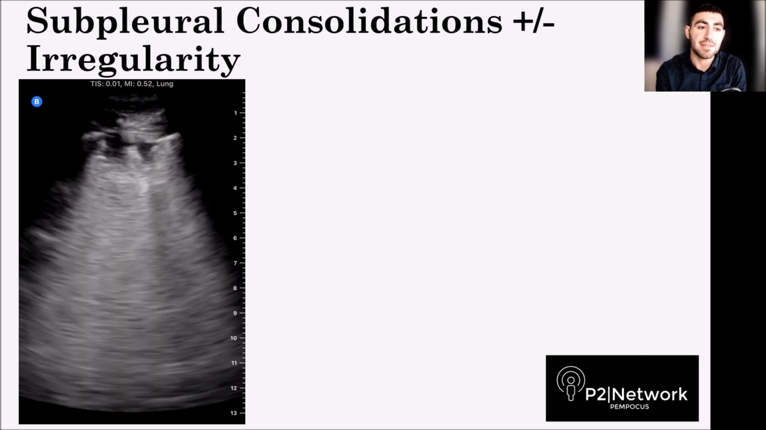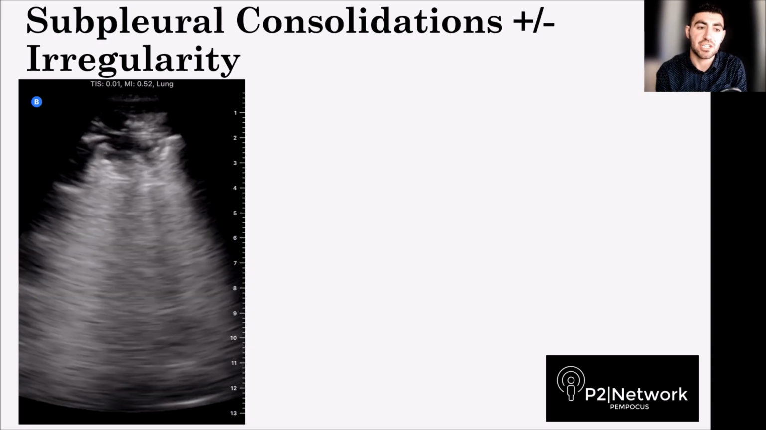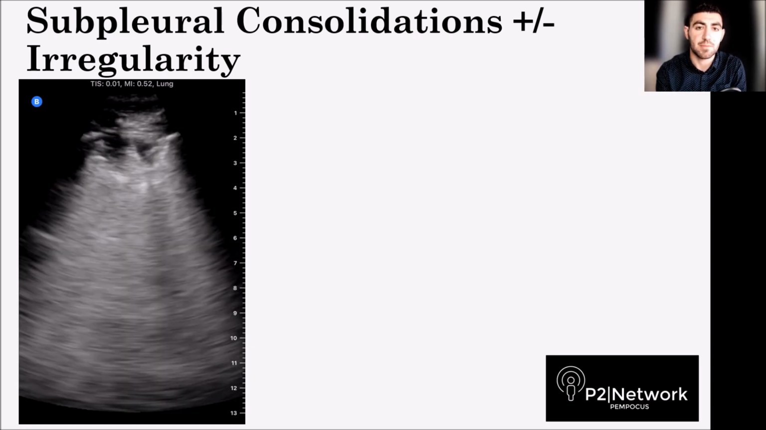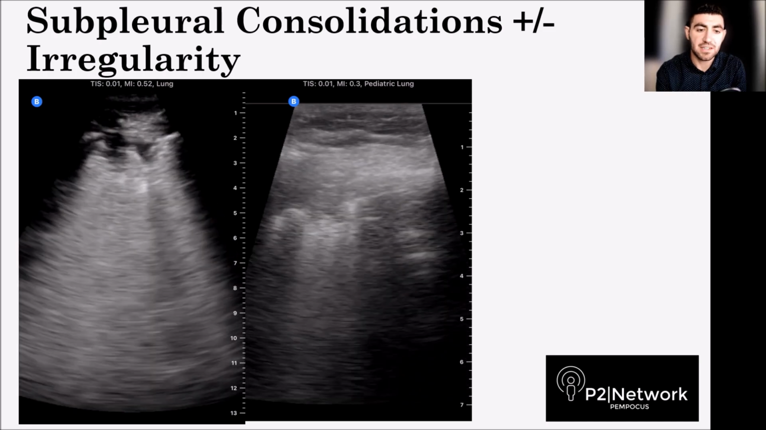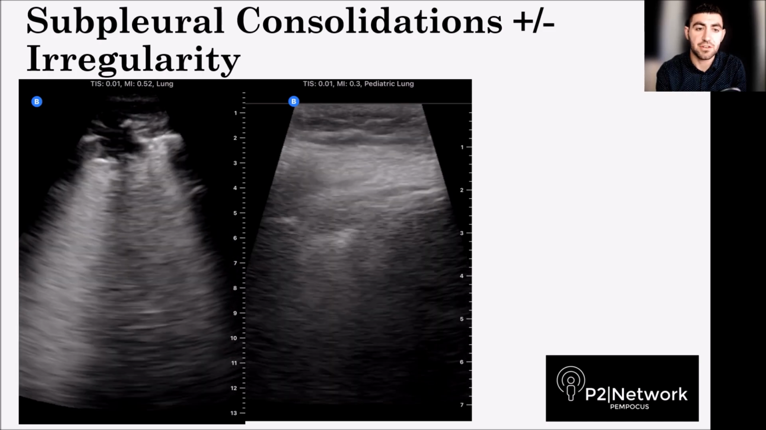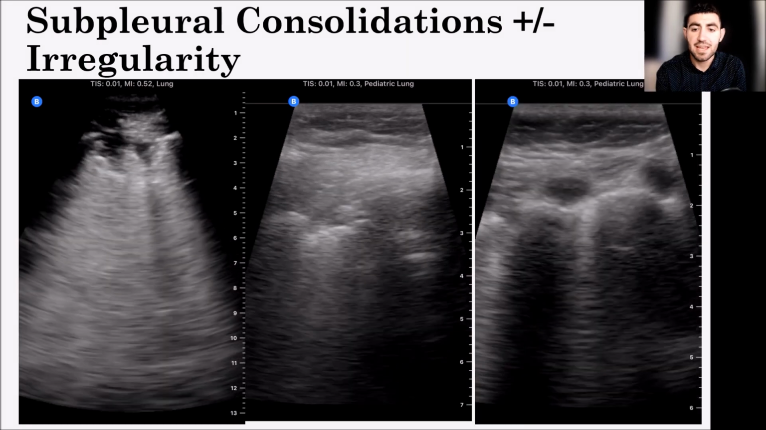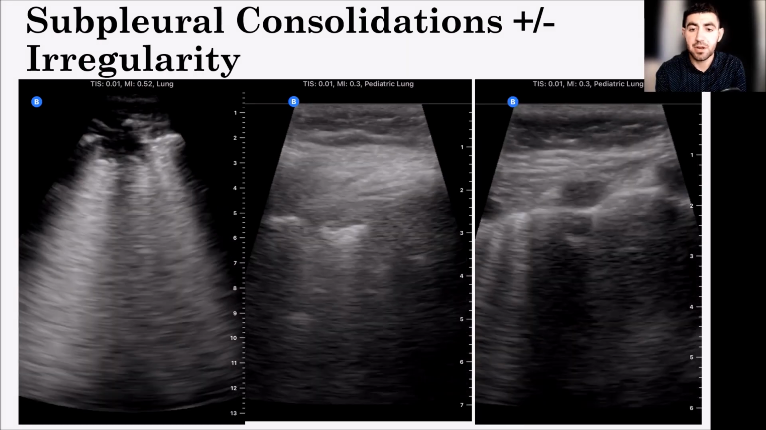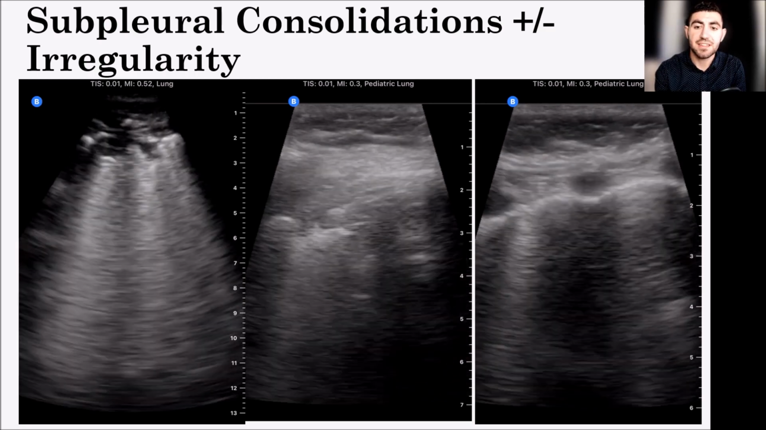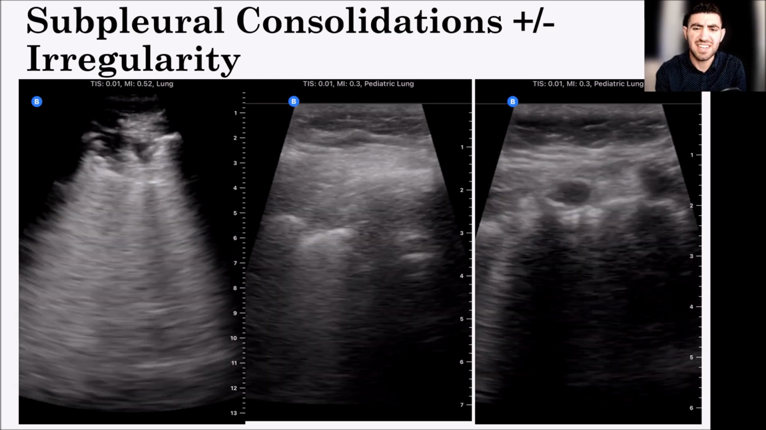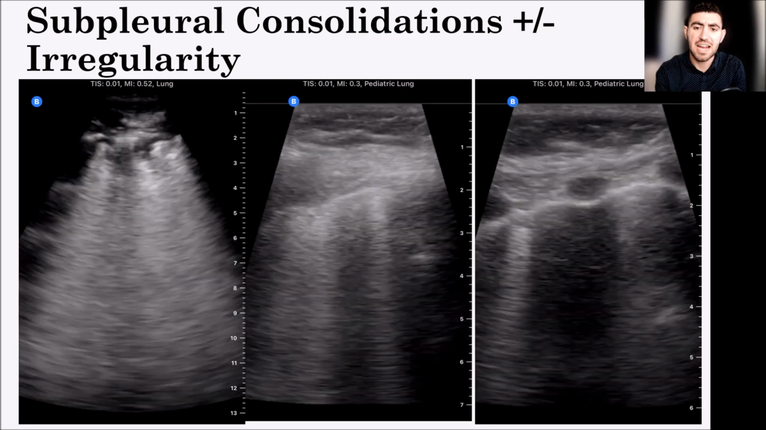And then deep to that, we see these vertical projections that are similar to B lines, which we'll talk about shortly. Here's another example where we just see this little area of darkness and irregularity under the pleural line. And here's one in a child with bronchiolitis where we see this diffuse appearance of irregularity where the entire pleural line looks nodular and really not healthy appearing.